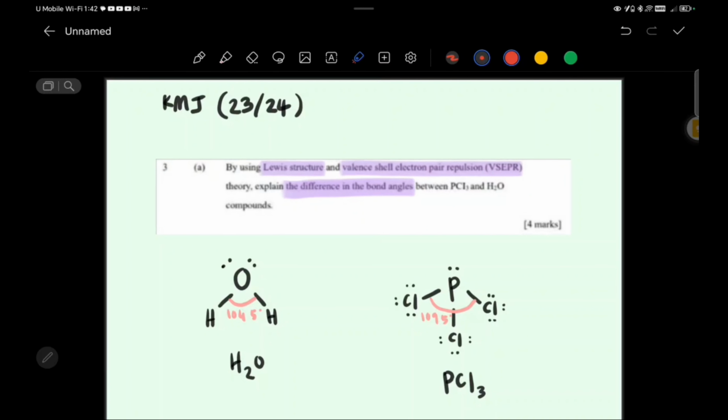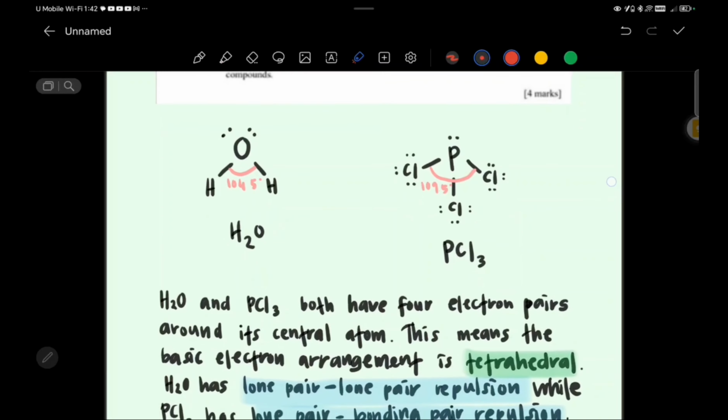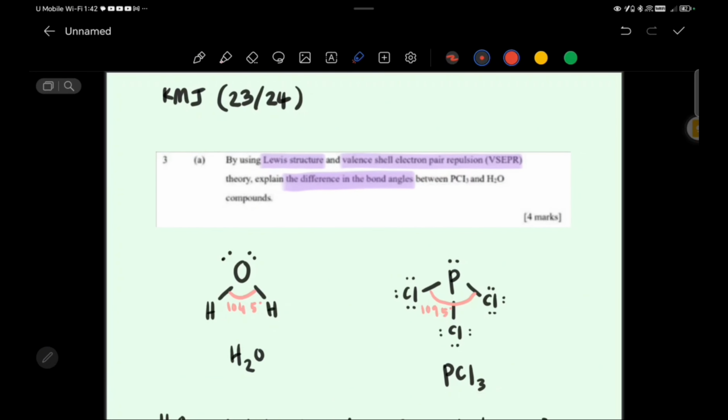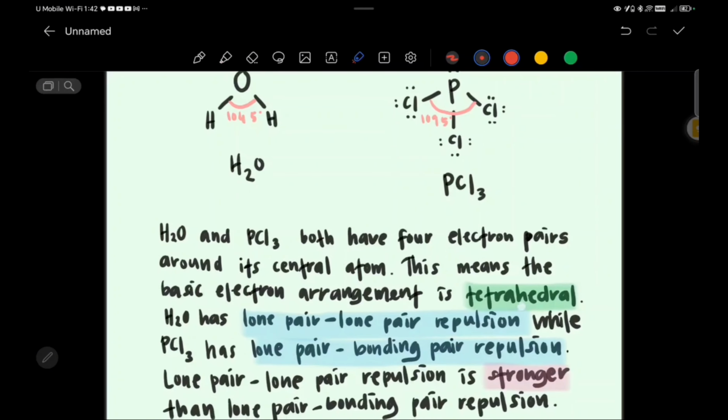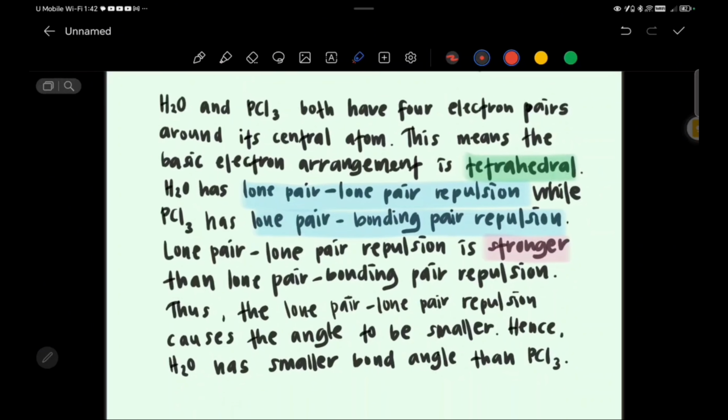For the first question: by using Lewis structure and valence shell electron pair repulsion (VSEPR) theory, explain the difference in the bond angles between PCl3 and H2O compounds. As you can see, H2O has 4 electron pairs and PCl3 has 4 electron pairs as well. So the answer is, H2O and PCl3 both have 4 electron pairs around the central atom. This means the basic electron arrangement is tetrahedral.